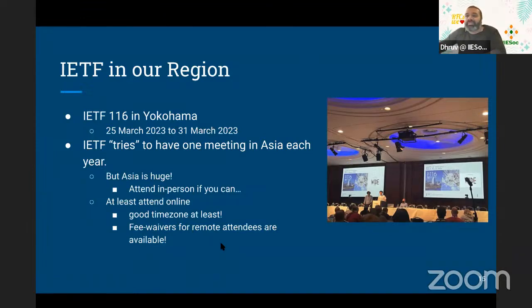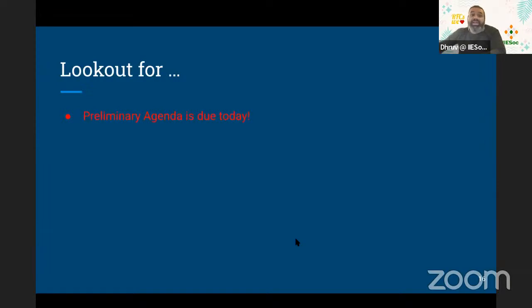IETF online gives you a much better feel. Remote participation has improved quite a bit. So you will be able to ask questions just like how you have been able to ask questions in this meeting, via chat, via raising your hand. So it will be almost as good as in-person participation. So please use this opportunity.